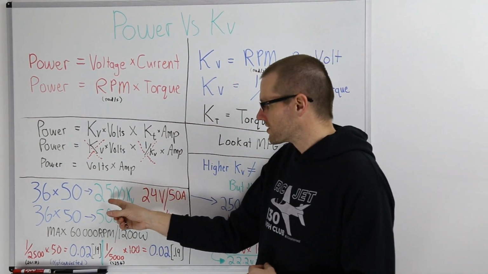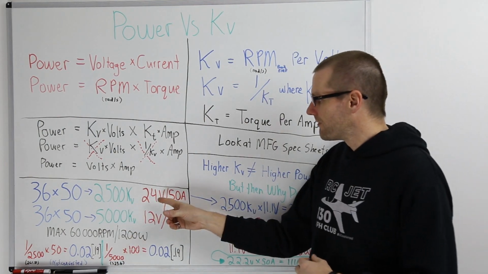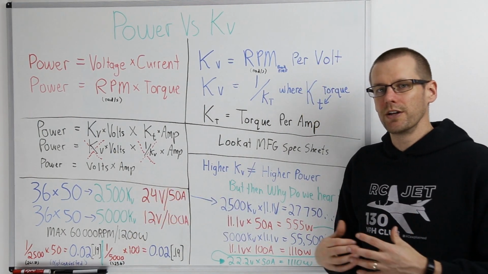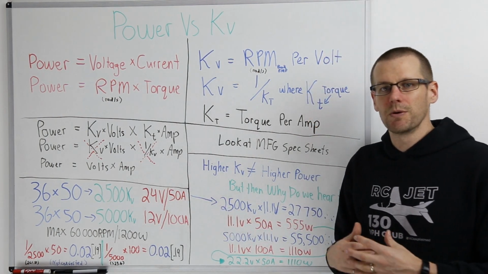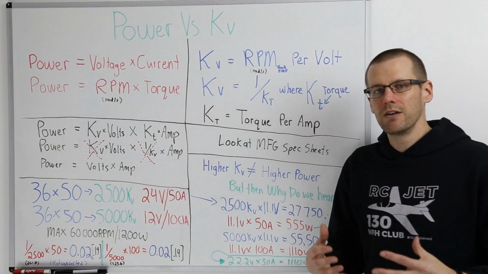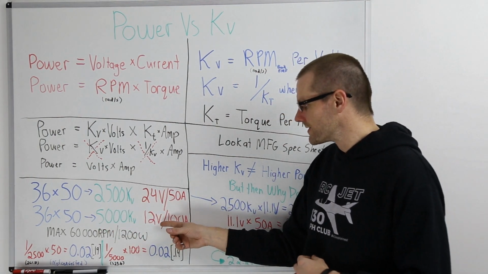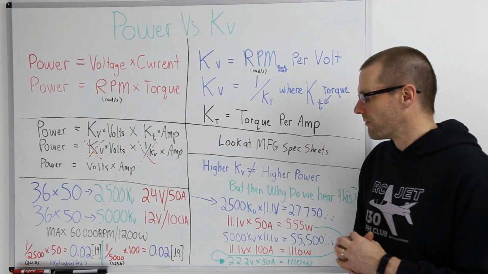Our example here is a 2500 kV motor versus a 5000 kV motor. We have 24 volts as the max for our 2500 kV motor, and we have 50 amps, the maximum amount of current that we can pull from that motor as well. And our 5000 kV motor is going to have 12 volts as a max, as well as 100 amps as the current max for that motor.